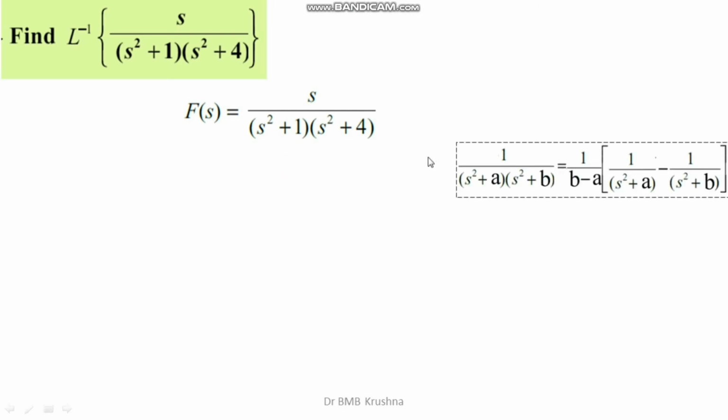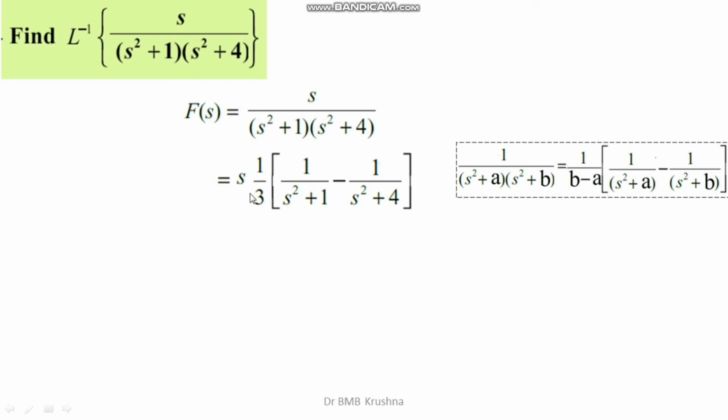Now we know that 1 by s square plus a times of s square plus b is equal to 1 by b minus a, 1 by s square plus a negative 1 by s square plus b, provided that b is greater than a. You can simply write 1 by b minus a times of 1 by s square plus a minus 1 by s square plus b. According to it, s is a common factor. Now 4 is b, 1 is a, so b minus a is 4 minus 1, that is 3.